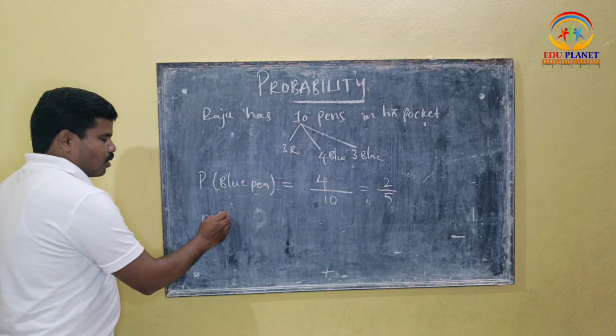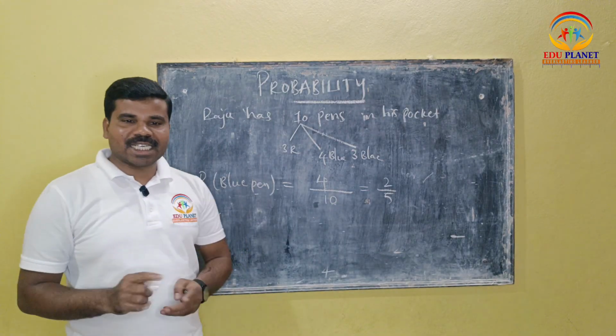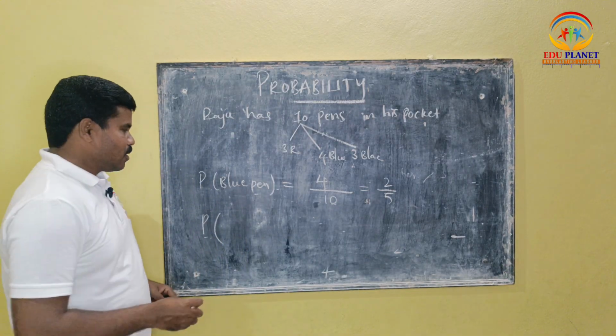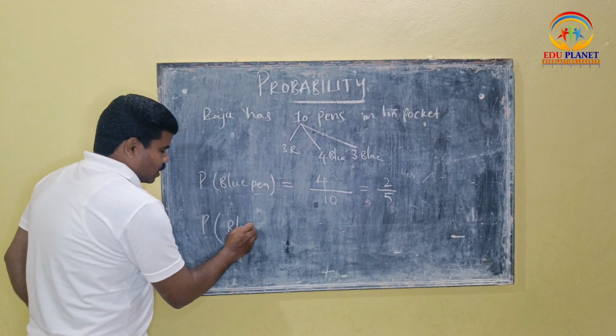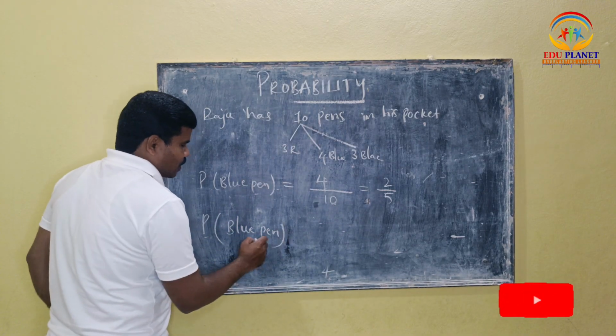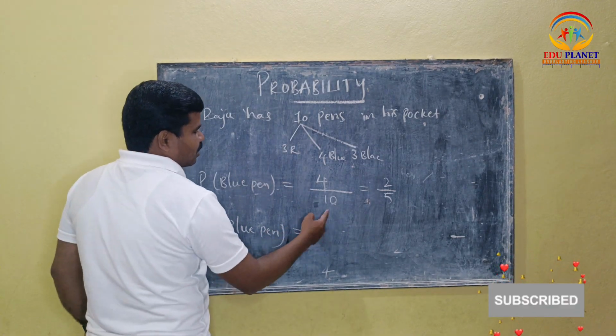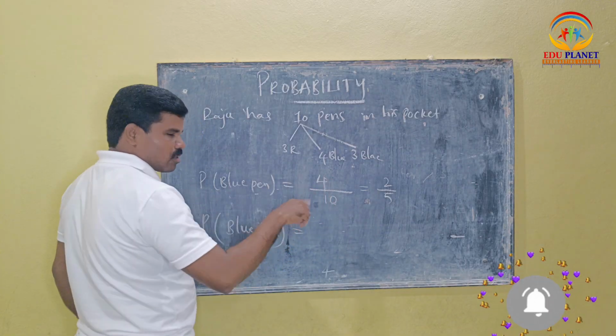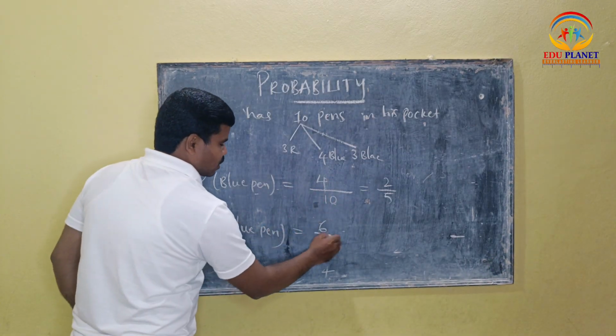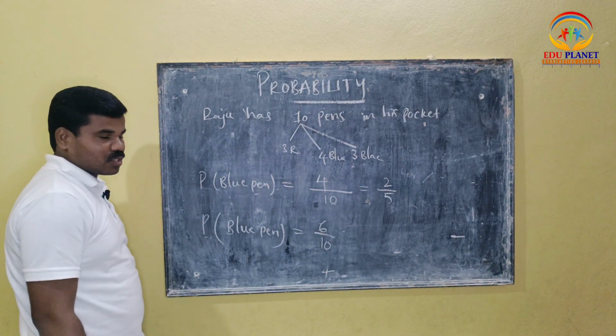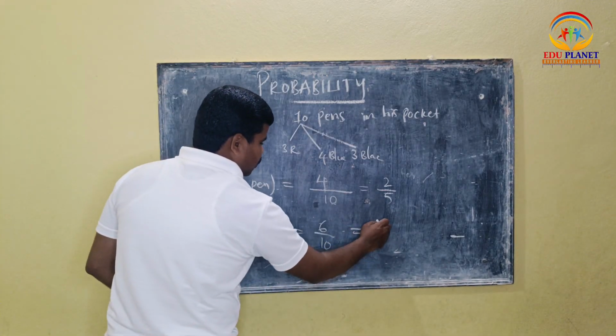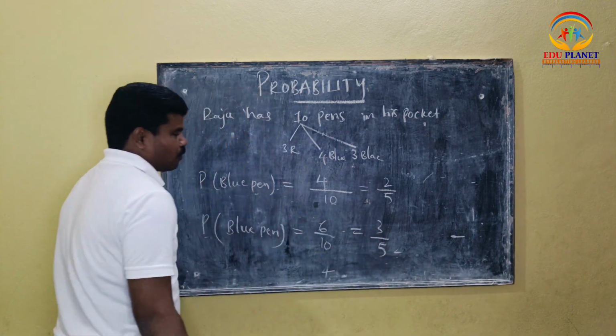Can you say what is the probability of not getting a blue pen? Yes. What is the probability of not getting a blue pen? It means it will be 4 by 10. The inverse will be 6 by 10. Yes, right? 6 out of 10. If I perform the calculation again, it will be 3 out of 5.